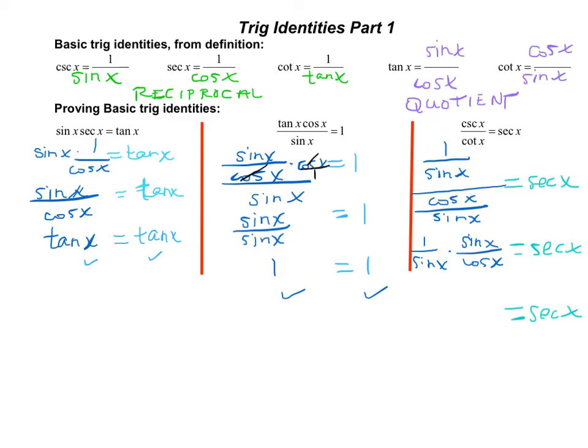Now what can we do? Just as in the last problem, I can cancel sine x with sine x. I'm left with 1 over cosine x. Well, 1 over cosine x, according to the reciprocal identity here, is the same as secant x. So I can write this as secant x. And if I bring down that right-hand side, I still have secant x on the right-hand side. And so I can see that that is also an identity.